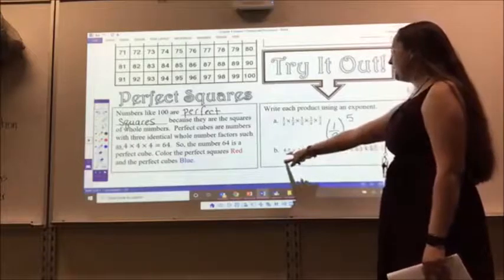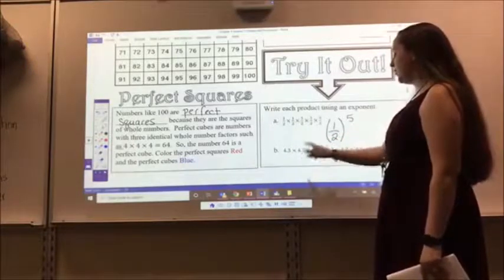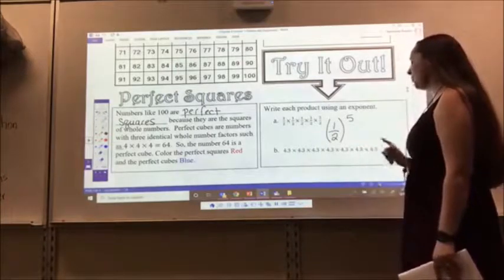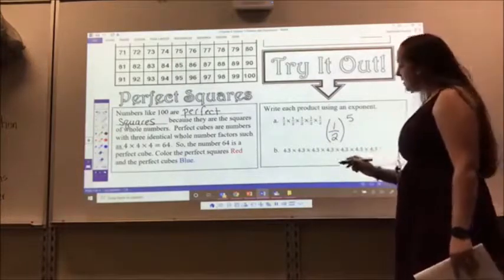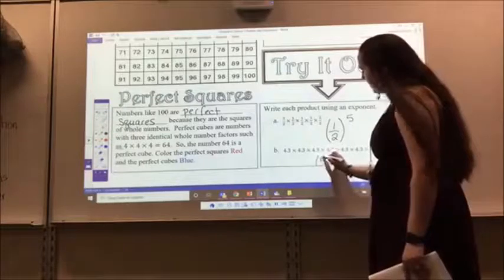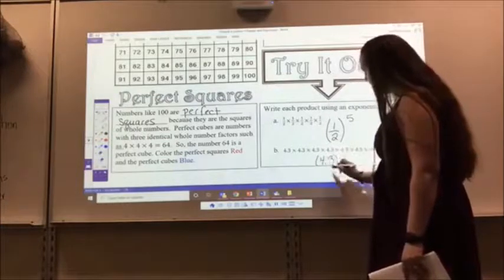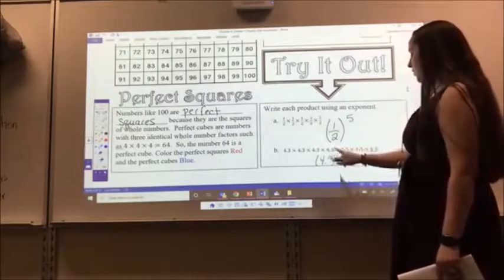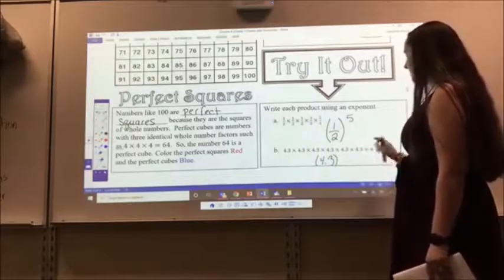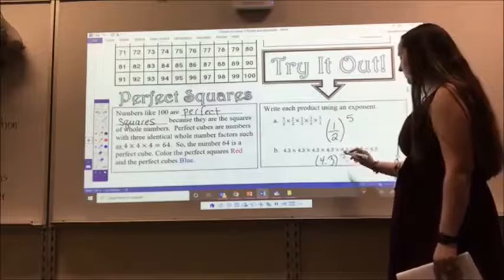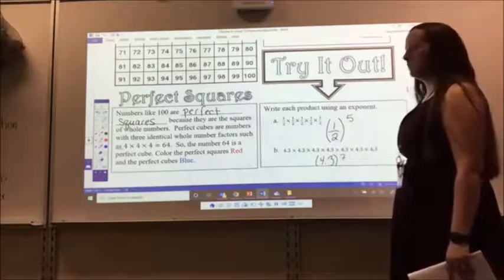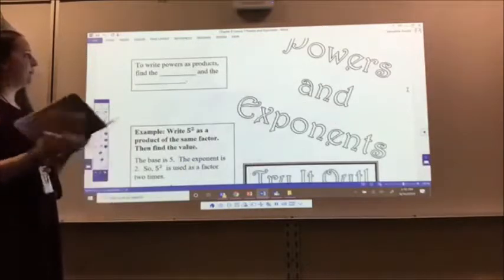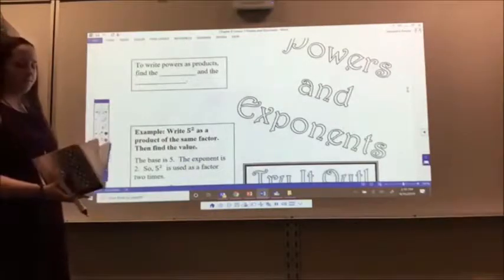Okay. For B, I have 4.3 times 4.3 times 4.3 times 4.3 times 4.3 times 4.3 times 4.3. So my base is 4.3, and it's raised to the 1, 2, 3, 4, 5, 6, 7th power. So those are my 2 answers. Second, my page of powers and exponents.